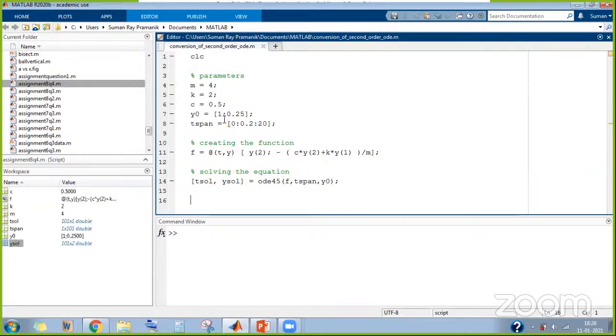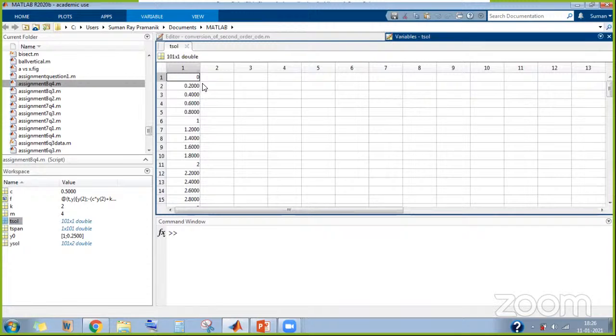Let's run this once. Okay. So let's see this. t sol is basically the time interval from 0 to 20. So see 0, 0.2, 0.4, 0.6, 0.8, and so on like that. Now let's look at y sol. So what is this? The first column indicates the displacement, and the second column indicates the velocity. So all the elements in the first column will indicate the displacement, and all the elements in the second column of y sol will indicate the velocity.